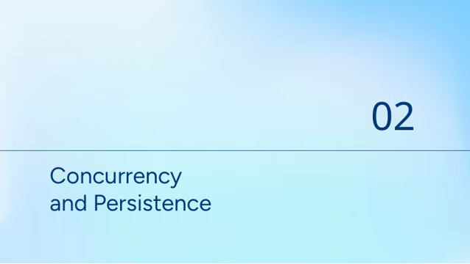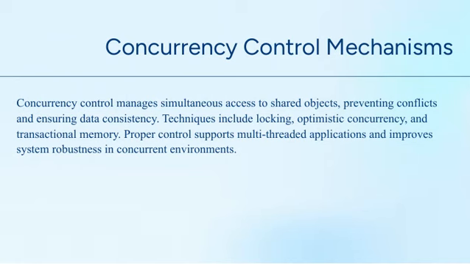This synergy is at the heart of scalable, real-world applications. Let's dive into concurrency control mechanisms. Essentially, this is about managing how multiple processes or threads access shared objects at the same time. The goal here is to prevent conflicts that could lead to data corruption or inconsistencies.